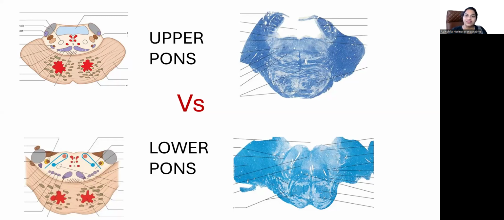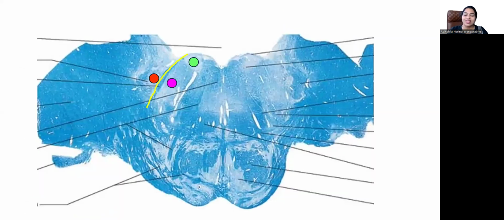In this 1 minute video, I'm just going to help you identify the cross-section of the brainstem of the lower pons, right? So how to differentiate the upper pons from the lower pons, and how to identify the lower pons using just 4 important clues, the 4 colors that you see here, okay?